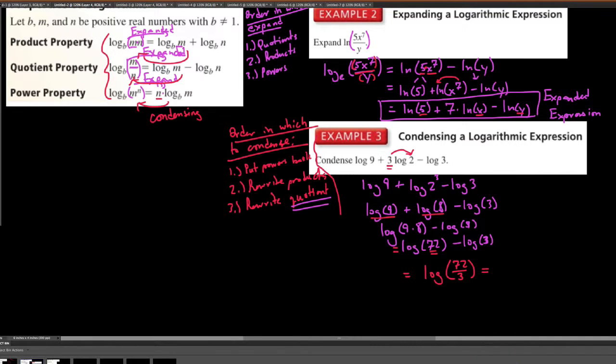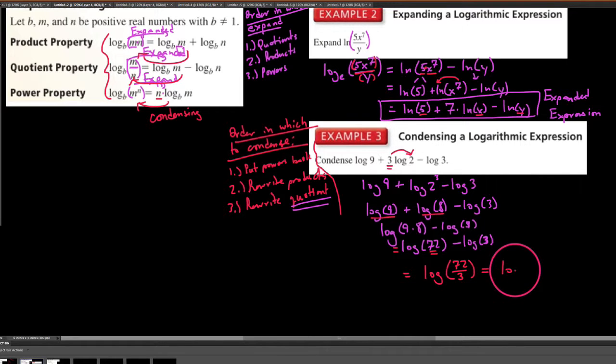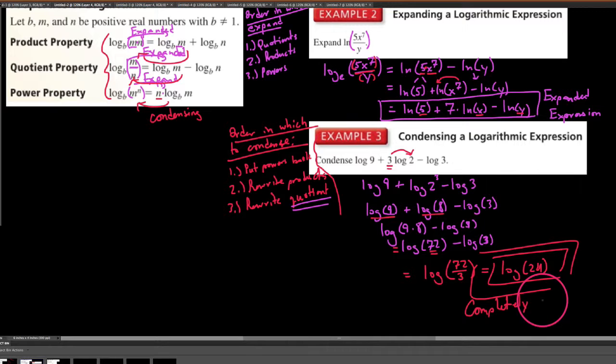So just to simplify this here, it seems to me that 72 is divisible by 3. So if we divide 72 by 3, we should at least check. We say 24. This is the same thing as the log of 24. And so I'm going to put a box around this, and we're going to say that this is our completely condensed expression.